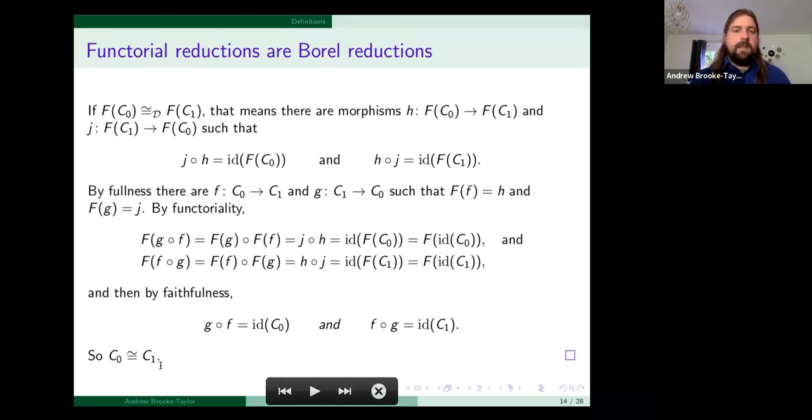Okay. So it's a simple chasing backward and forwards, category theory style argument, showing that a fully faithful Borel functor gives you a Borel reduction of isomorphism. So this is going to be our notion of a functorial Borel reduction.